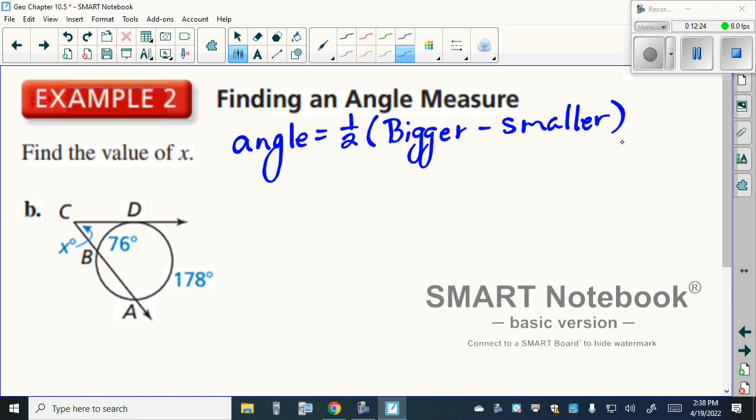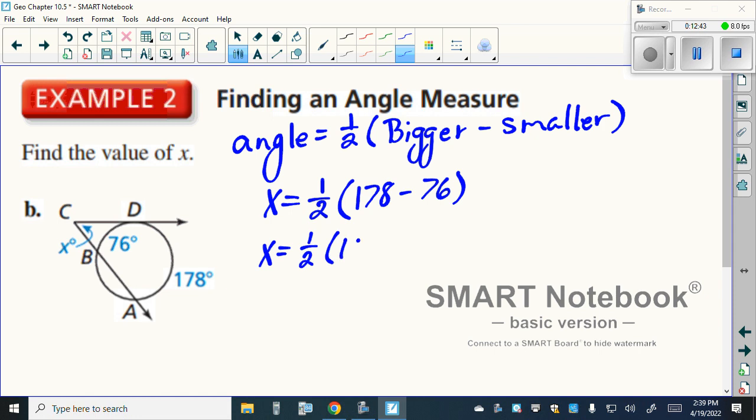So here the angle that the two lines make is being called what? It is equal to 1/2 of 178 minus 76. Now we just need to solve. 178 minus 76 is going to be 102. And if we multiply 102 by 1/2 or divide 102 by 2, we get 51, so the angle C is 51 degrees.